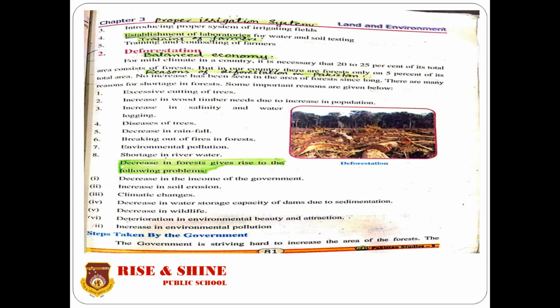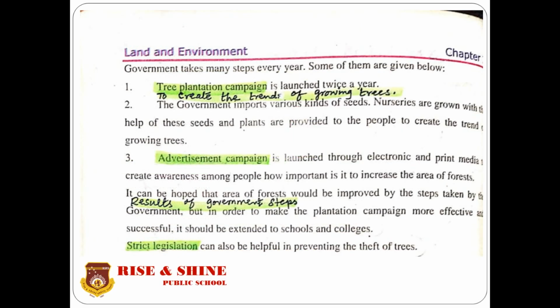Now the steps taken by the government. The government is striving hard to increase the area of the forest. The government takes many steps every year. Some of them are given below. Number 1, tree plantation campaign. The tree plantation campaign is launched twice a year, first in February and then in August. In mid-February and mid-August, the tree plantation campaign is started in Pakistan.